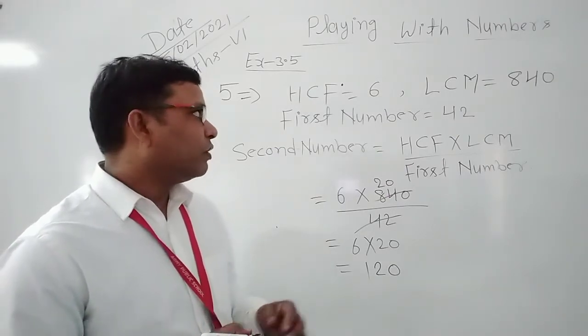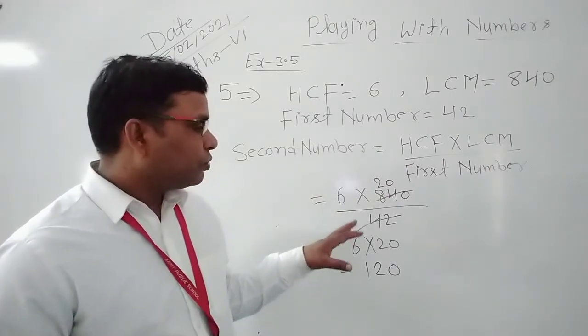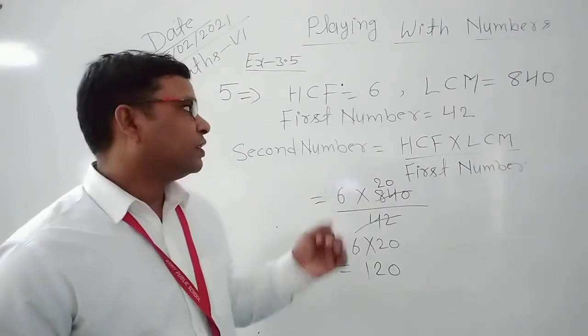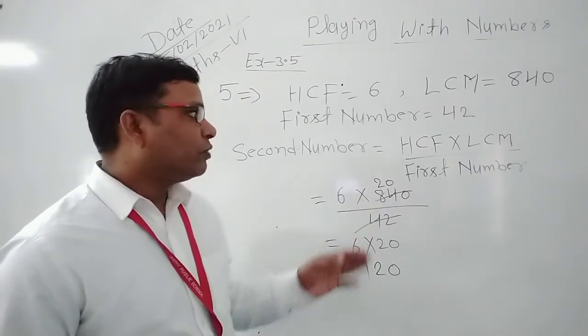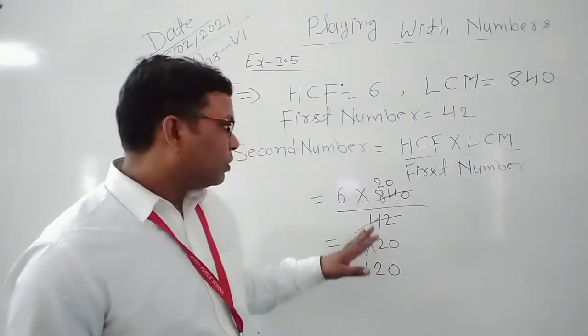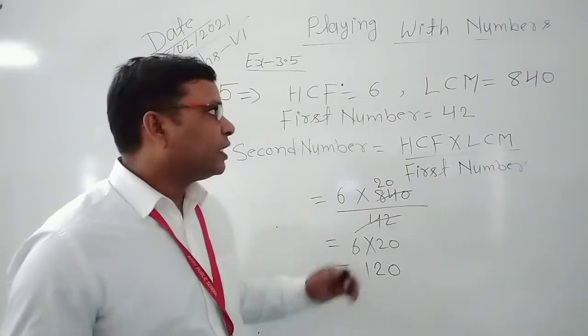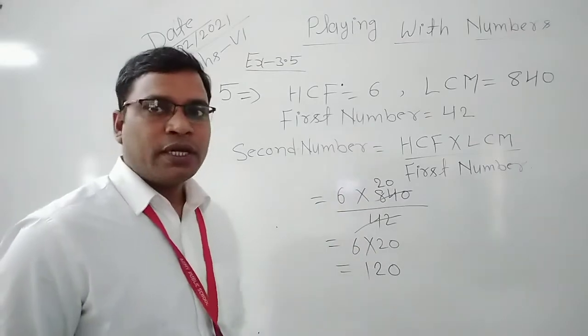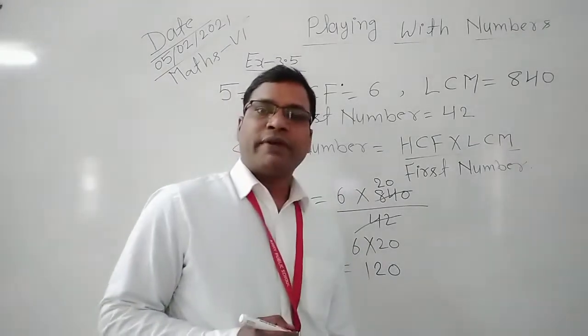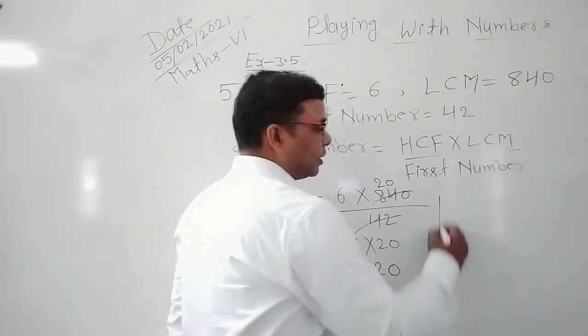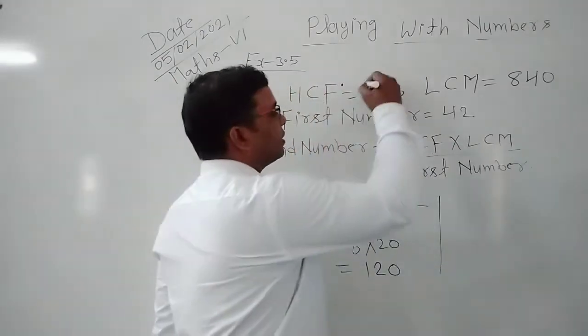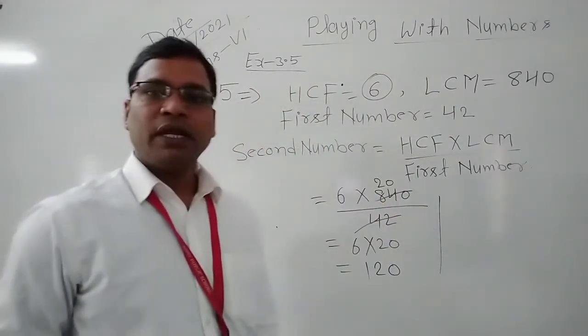If you have any doubt in this question, you can find the HCF or LCM. So let's see how to find HCF. We have two numbers now, 120 and 42. So what is the HCF? We find HCF by the prime factorization method. If the HCF comes out as 6 for both numbers, then our answer will be correct.